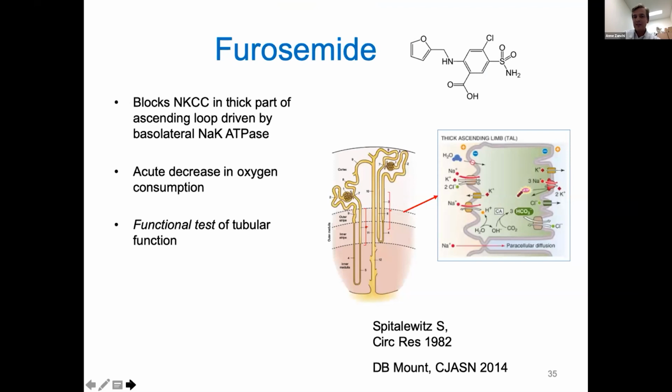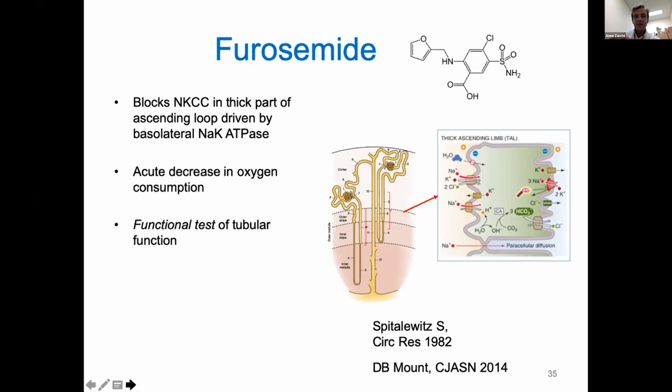I cannot finish this talk without one little word on furosemide. It's the classical drug used in BOLD MRI. It blocks the NKCC2 in the ascending loop of Henle. It will block sodium reabsorption there, and is used as a functional test of tubular function.